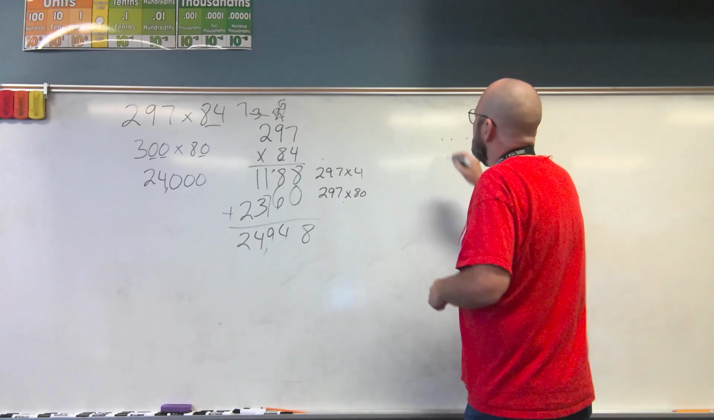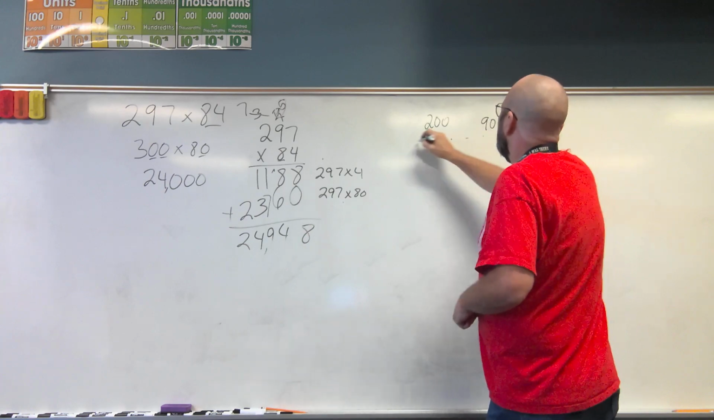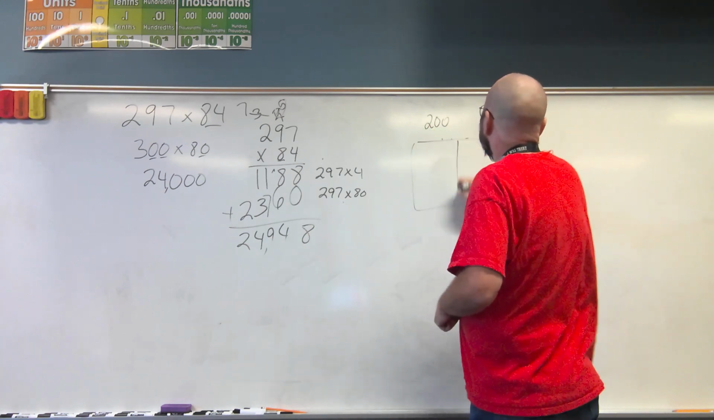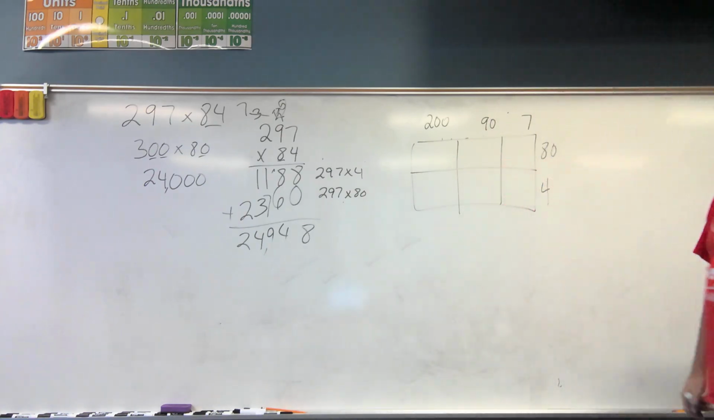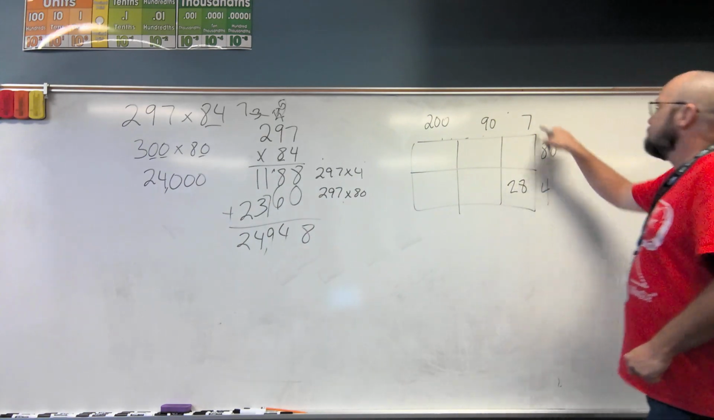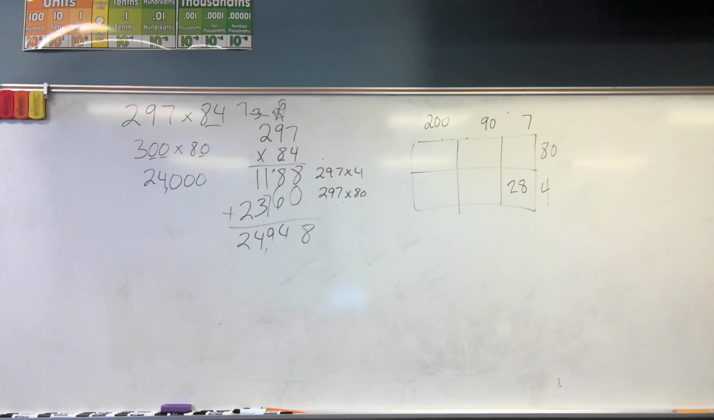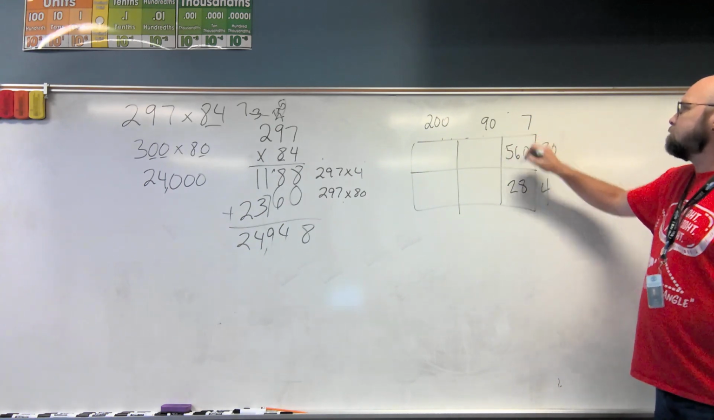The other way we can also do it is with 297 and we can do 80 and 4. And then we're still doing one digit by one digit. What's 4 times 7? 28. What's 8 times 7? 56. Plus we have this 0, so this is going to be 560.